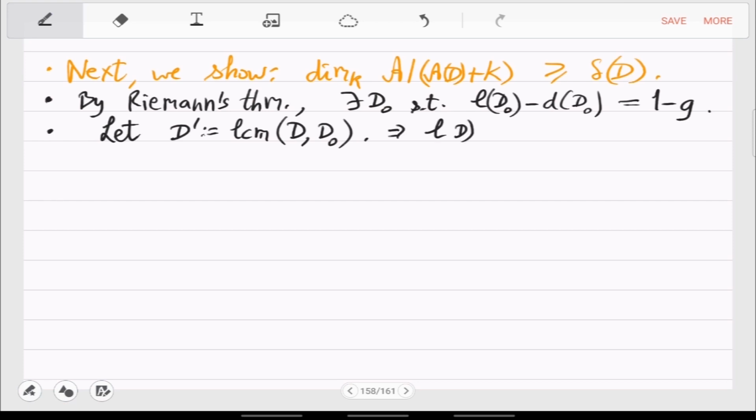So LD minus DD is also equal to 1 minus G, because we have this basic property from the LD sheaf: when you increase the divisor, the difference reduces, but it cannot reduce below 1 minus G, so it will remain 1 minus G.